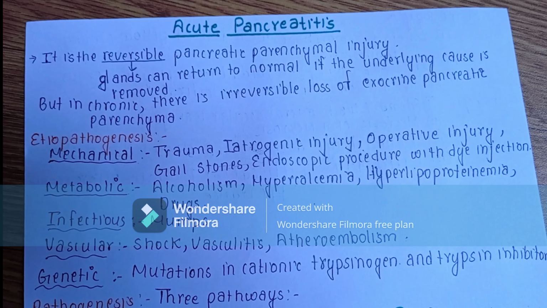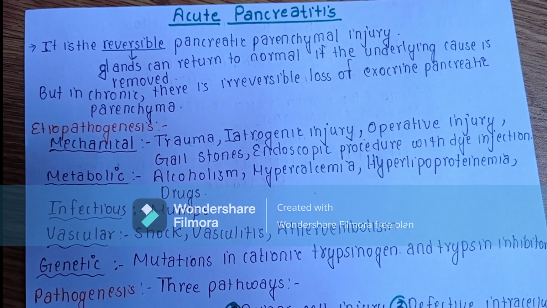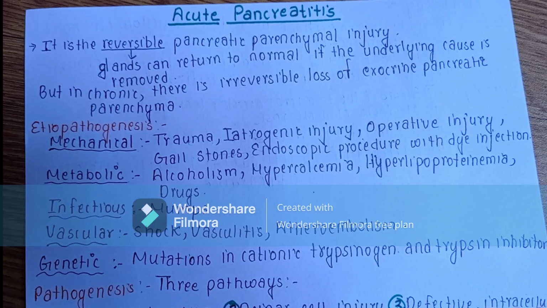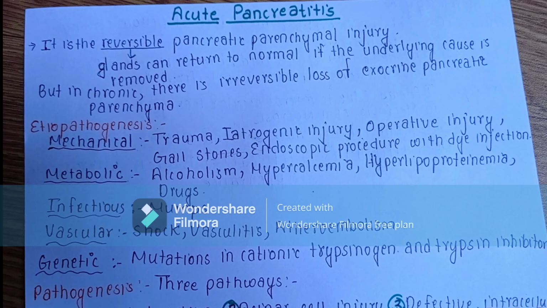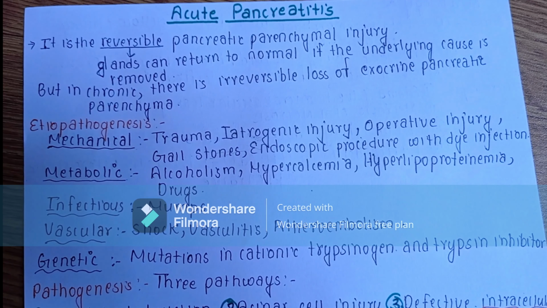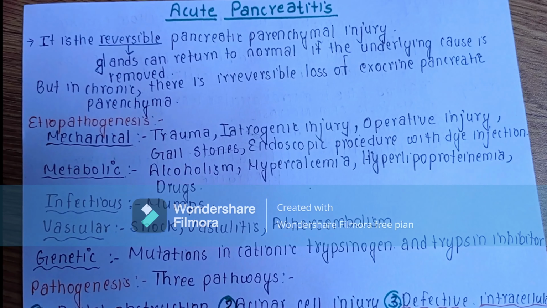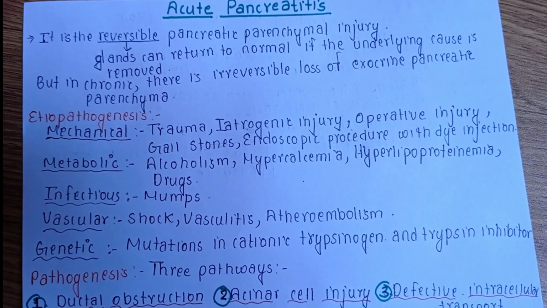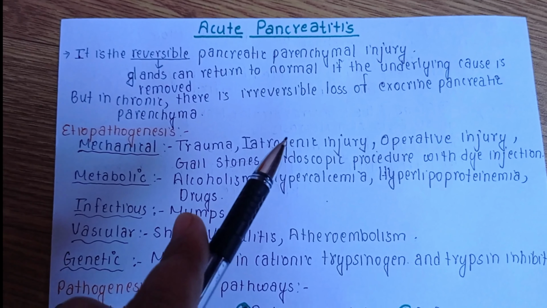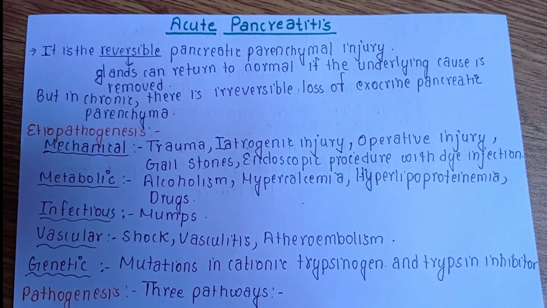Talking about its etiopathogenesis, it basically has 5 etiological causes, which are mechanical, metabolic, infectious, vascular, and genetic. In mechanical, we have trauma, iatrogenic injury, operative injury, gallstones, and endoscopic procedure with dye injection. Here, iatrogenic injury indicates the injury caused during performing medical treatment.